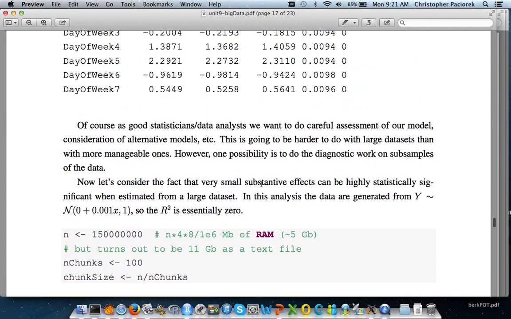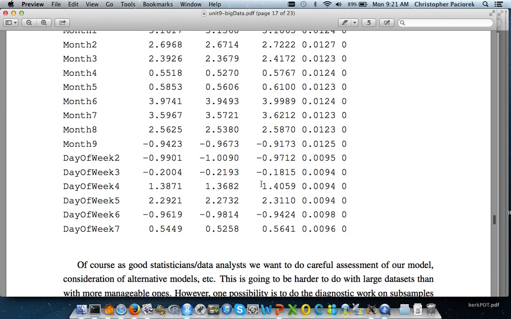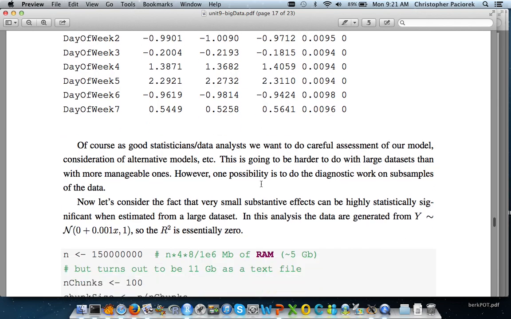Okay, so I don't have too much more to say about that, but we can fit these large models. We can fit ANOVA type models. We can fit regressions, etc. And as you would guess from the fact that one of these things was called big GLM, we can also fit GLMs as well.